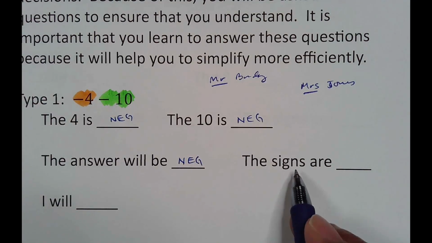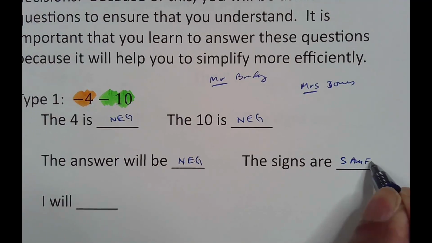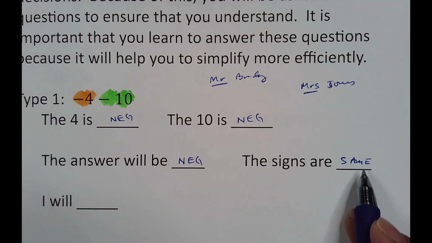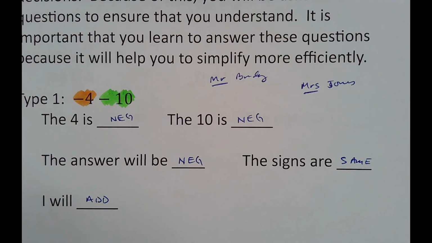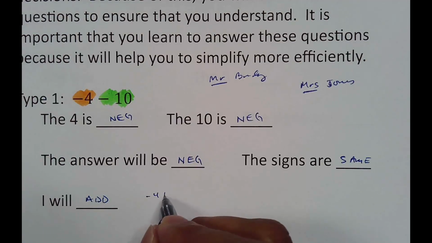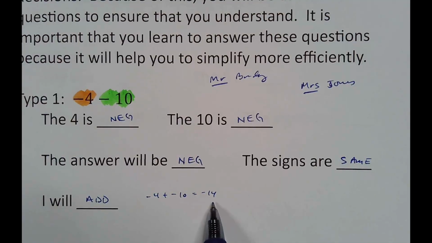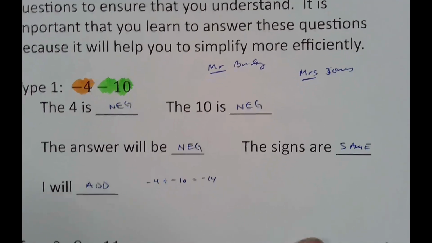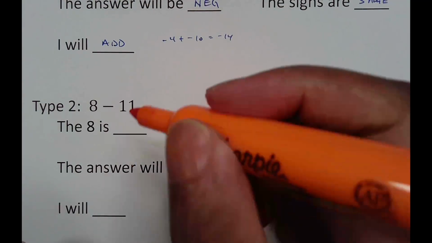The signs are the same or different? Well, if it's negative and negative, that means they're the same. And anytime the signs are the same, it means they agree with each other, which means that you will add to find your answer. This is the one where negative 4 plus negative 10 equals negative 14. Because 10 plus 4 is 14, and the answer is negative because our bigger number is negative.